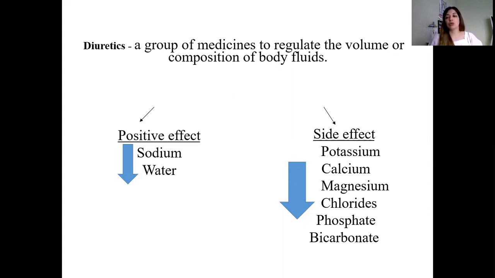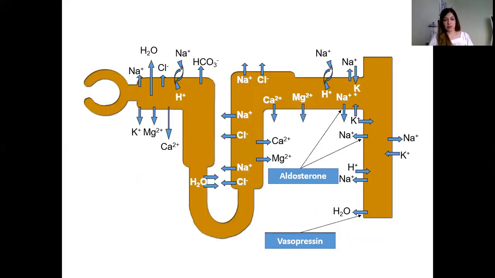Okay, also they give us side effects. Which side effects? They reduce the level of potassium in the blood. It is very bad because potassium is an essential ion for our body. Also, they can reduce the level of calcium, magnesium, chlorides, phosphates, and bicarbonates. These are all very important for the normal functioning of our systems.